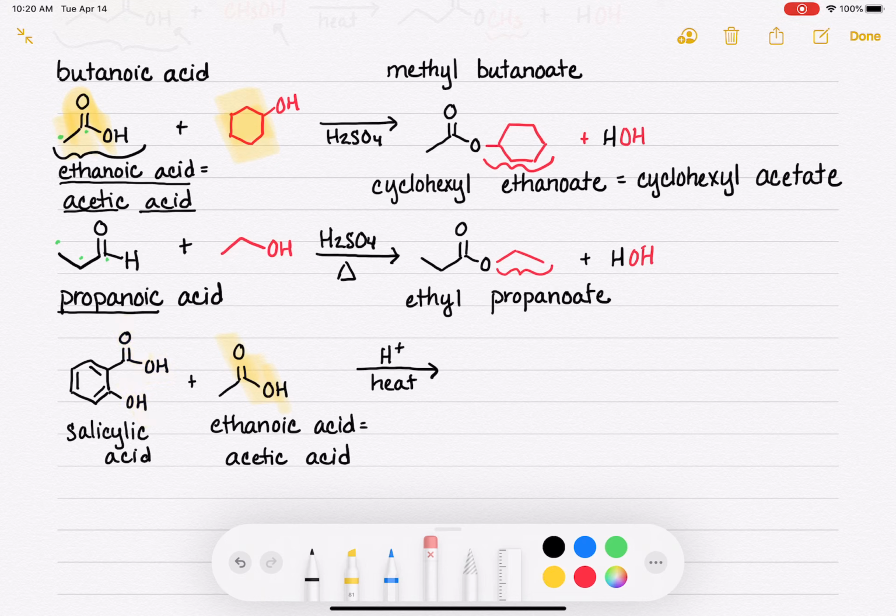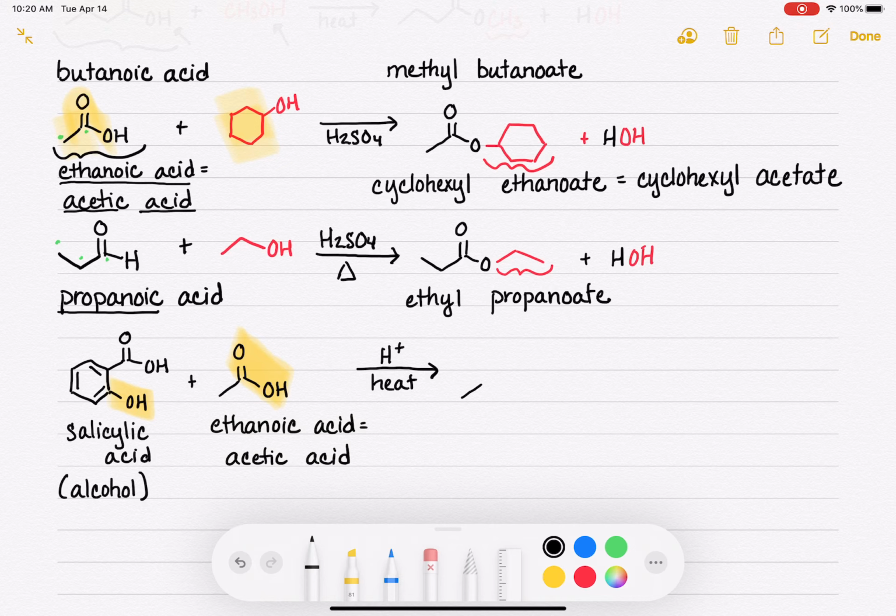So since both of the molecules have the carboxylic acid functional group, only one of them is going to actually act as the carboxylic acid in this reaction, even though they both have it. Salicylic acid is the only molecule that has the alcohol functional group. So in this particular reaction, it has to be the alcohol because it is the only alcohol functional group between the two molecules. And then acetic acid or ethanoic acid, it has to act as the carboxylic acid then. The alcohol and the carboxylic acid can't both be on the same molecule.